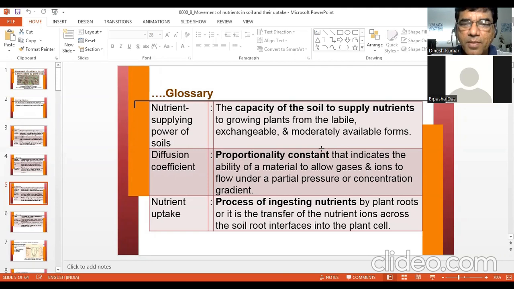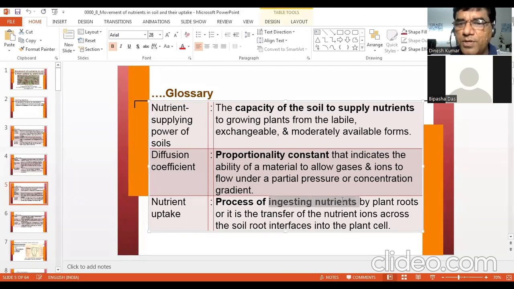Nutrient uptake: the process of ingesting nutrients. Ingesting means taking in by plant roots, or it is the transfer of the nutrient ions across the soil-root interface into the plant cell. So here nutrient uptake has a narrow meaning.